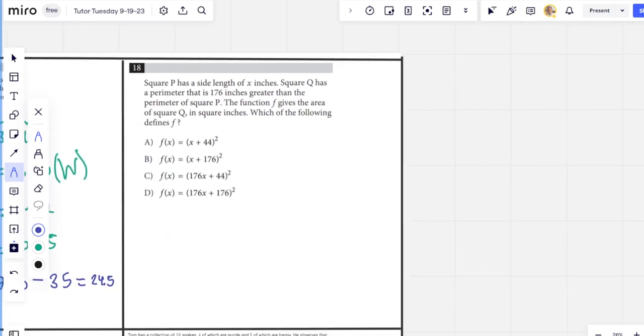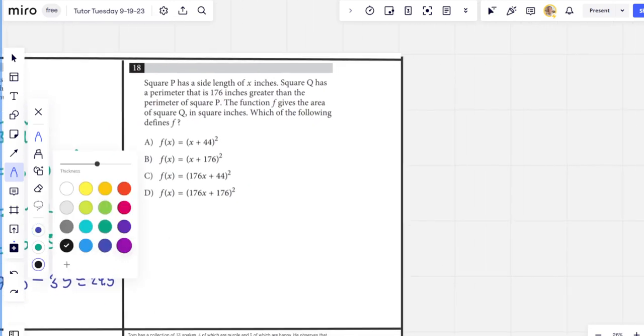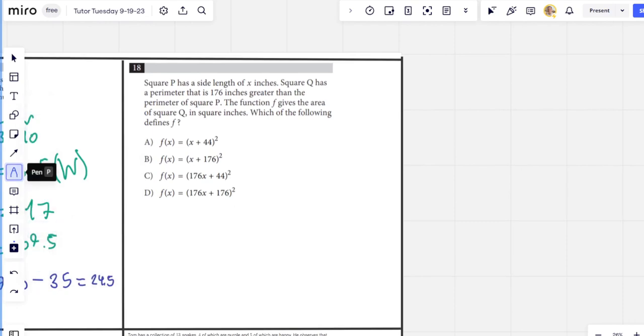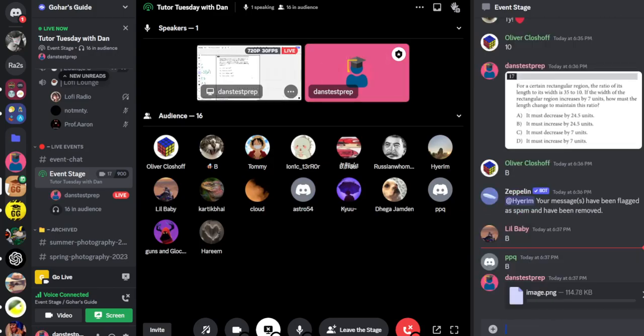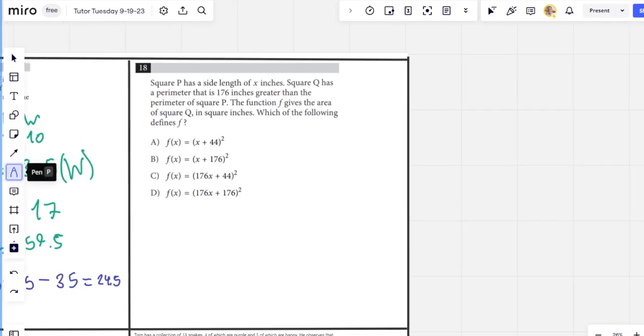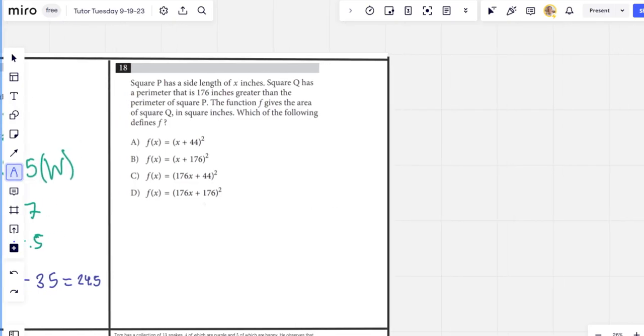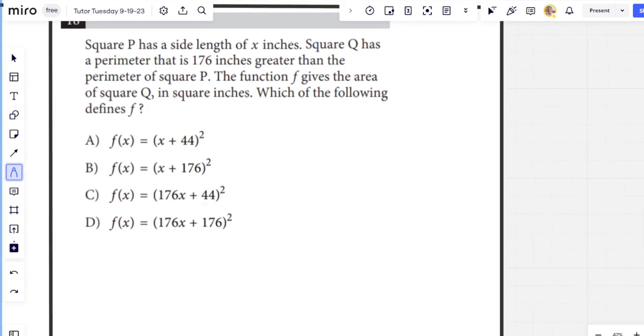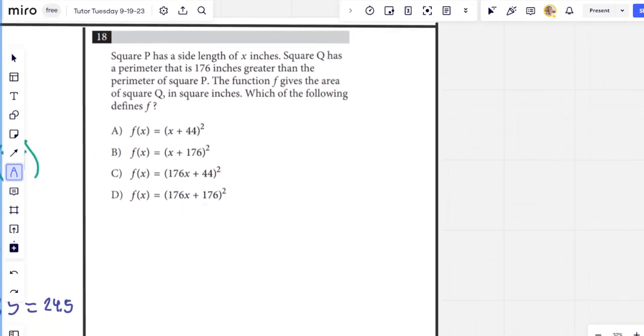Our last little warm-up problem here. Pasting it in for you guys. Square P has a side length of x inches. Square Q has a perimeter that is 176 inches greater than the perimeter of square P. The function f gives the area of square Q. Square Q is the greater one, right? Which of the following defines f?